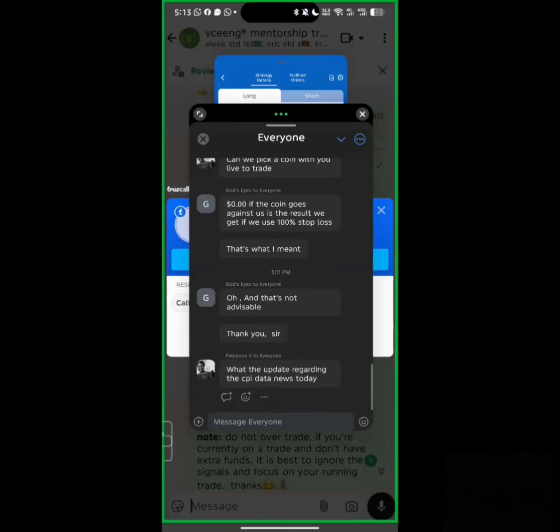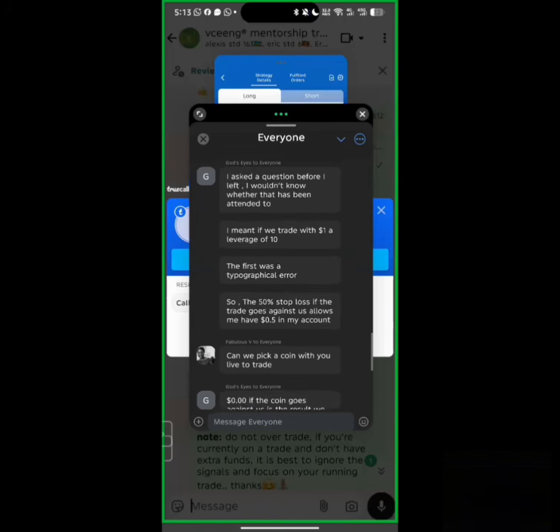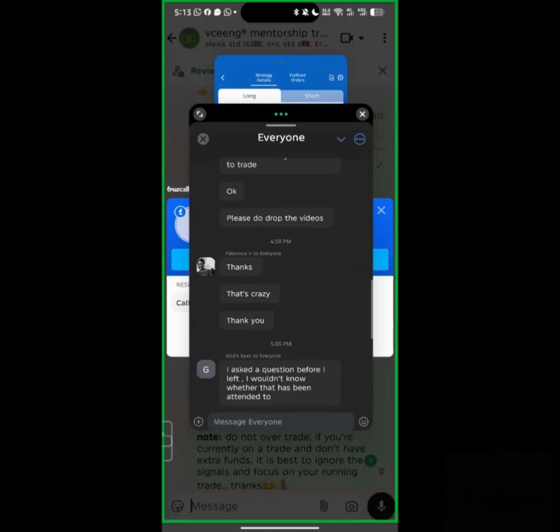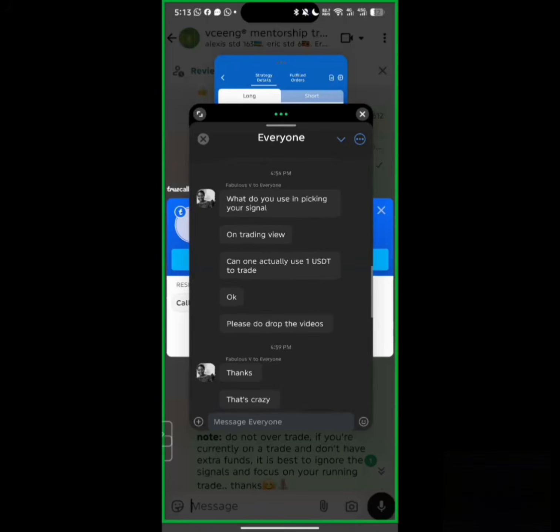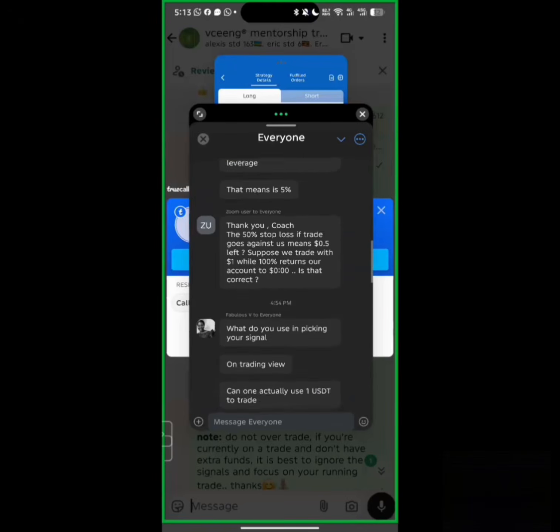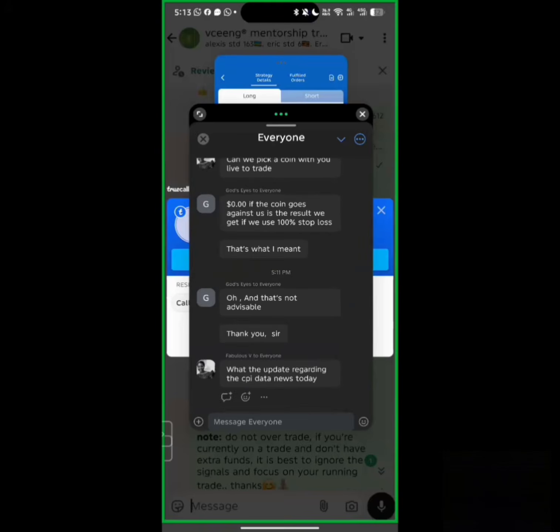Is there anyone else who has a question about entering a trade, setting the signals, the stop loss and everything? I hope no one else has a question concerning what has been taught today.